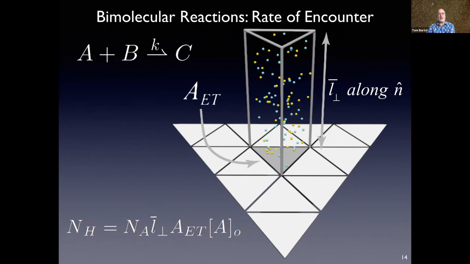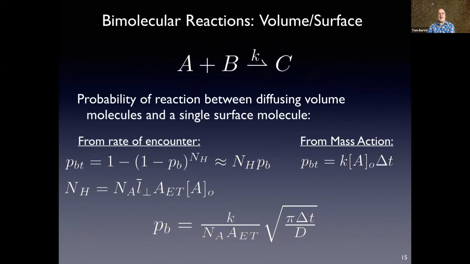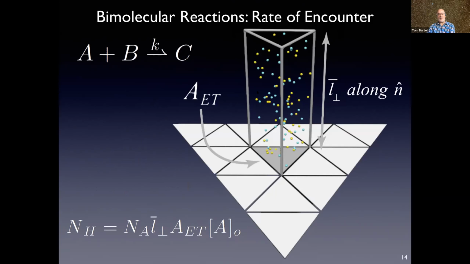Okay. So now what we want to be able to calculate is the probability of reaction between the diffusing volume molecules and a single surface molecule. Okay, so what we've described here is our diffusing volume molecules reacting with a single surface molecule.